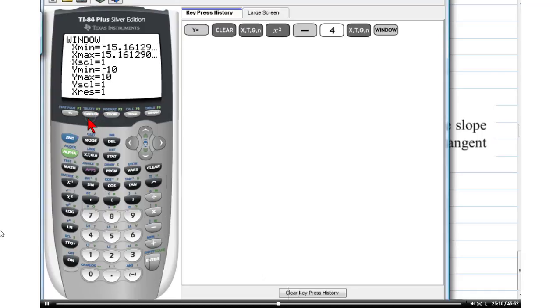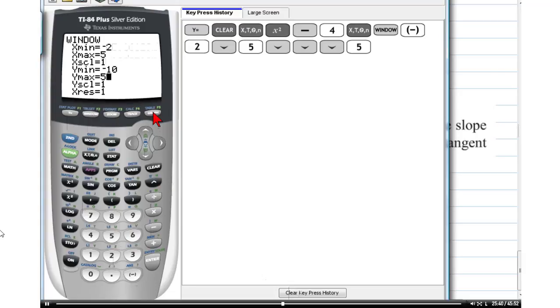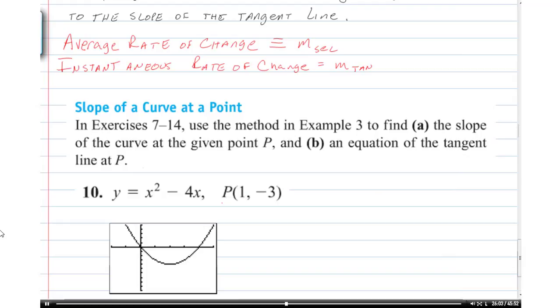So I'm going to set my window for this to go from negative 2 to 5, just to get an idea. I don't know what the y values are going to be, so let's go from negative 10 to 4, I think that would be sufficient. We'll try 5. And here's a graph of the function. What we're saying is, right here, we want to know what is the instantaneous rate of change at this point where x is equal to 1.